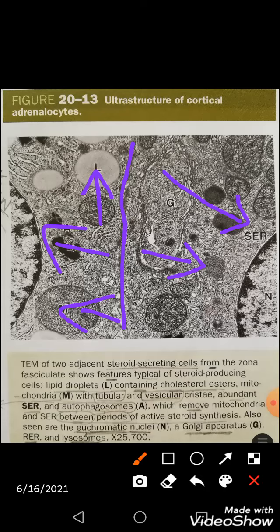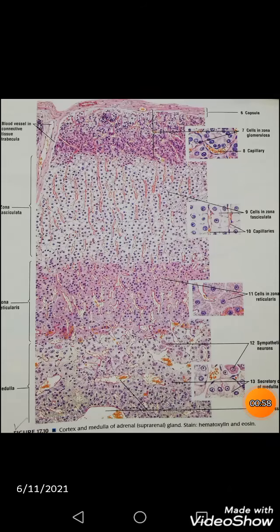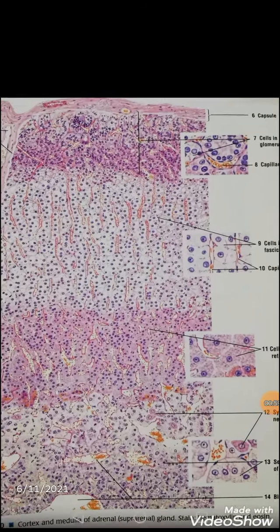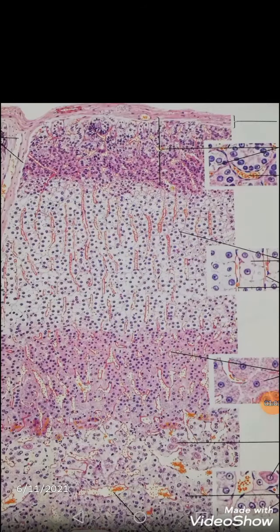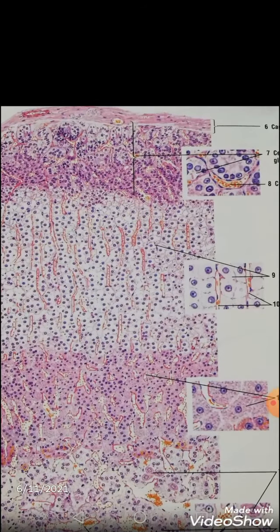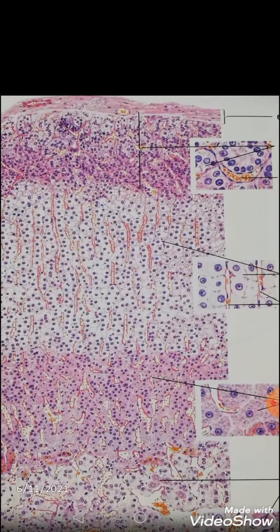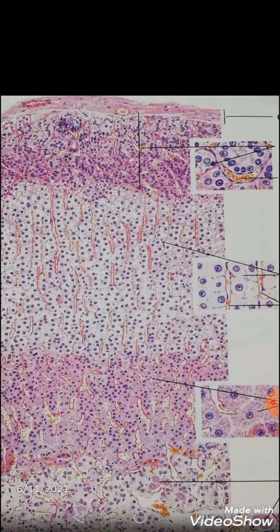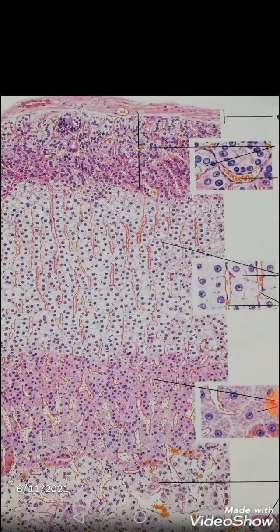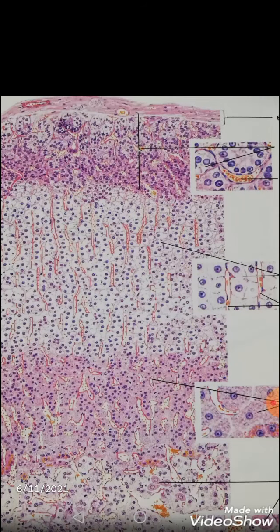What do they do? They have certain enzymes for the conversion of cholesterol into pregnenolone, and this is the step to be taken in steroid synthesis, right? Now in this histological section, just below the capsule, you are looking at the zona glomerulosa. Here the cells are closely packed and appear as rounded or arched cords of columnar or pyramidal cells, right?